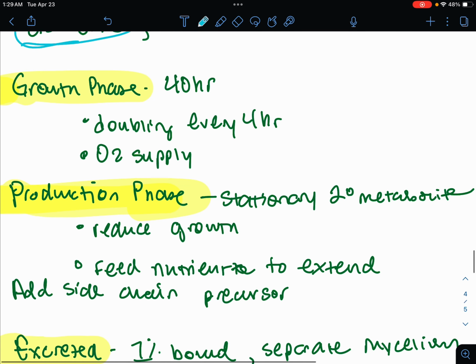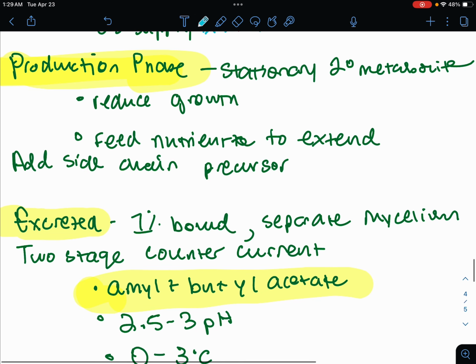So the fermentation actually takes place in different phases. The growth phase is about 40 hours. This is where you're going to double every 6 hours, not 4 hours. Every 6th hour, you double. And oxygen supply is your strongest bet here. You need to make sure you work on that in the growth phase.